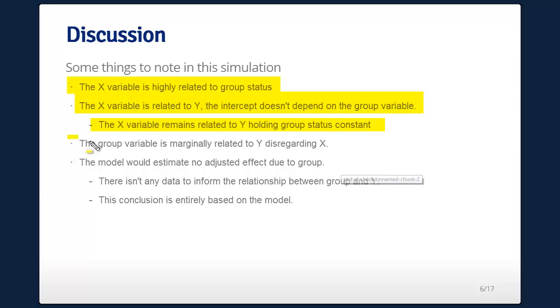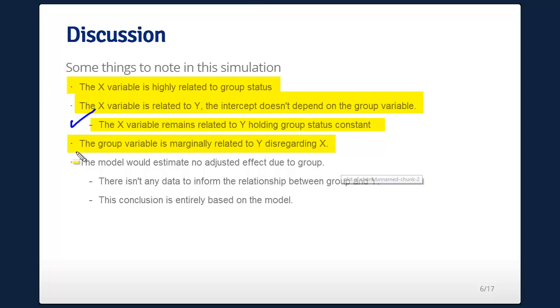Let's see some other points. The group variable is marginally related to y disregarding x. That just means that those marginal means are hugely different if we disregard x. And I think I should have expanded on this point right here, that the x variable remains related to y holding group status. What I mean by that is if you look just at the blue group, it appears linearly related to y. And if you look at just the pink group, it appears linearly related to y.